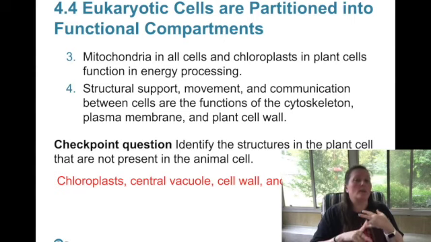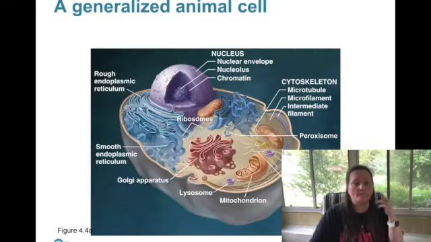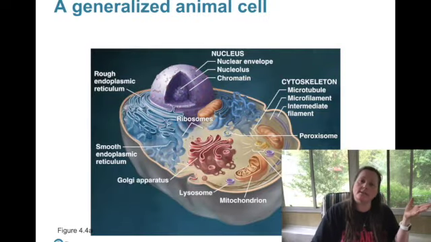Central vacuole, that's an important one because that's kind of what gives the structure to the plant. We talk about turgor. We talk about that later, and that's due to the central vacuole. And then the chloroplast, that's what makes it where they can conduct photosynthesis, which of course you will need to know later. So here is a generalized animal cell.